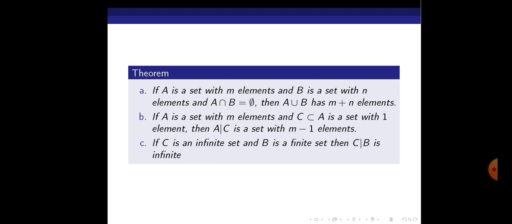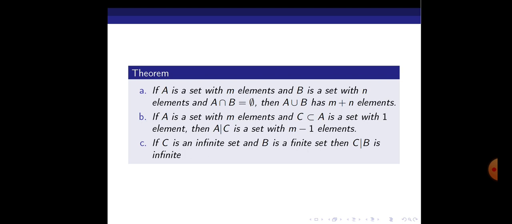But it is given that C is infinite. So our assumption is wrong. That is, our assumption that C minus B is finite is actually wrong. So C minus B cannot be finite. C minus B should be infinite. This is another way. I will repeat once more. If C is an infinite set and B is a finite set, then C minus B is infinite.